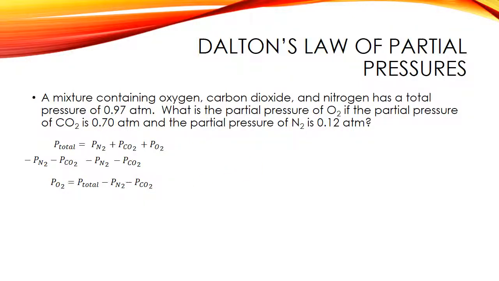At this point, it's just a matter of substituting in the values we're given. We're told the total pressure is 0.97 atmospheres, and then subtracting the two partial pressures, the 0.12 atmospheres for the nitrogen and the 0.70 atmospheres for the carbon dioxide, we will get our partial pressure of oxygen of 0.15 atmospheres.